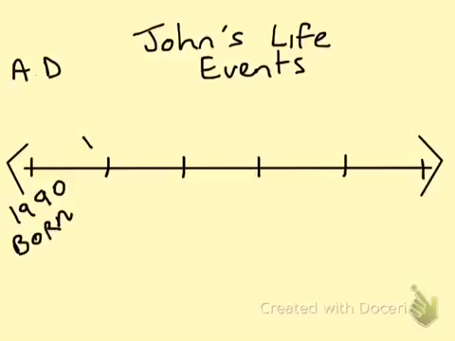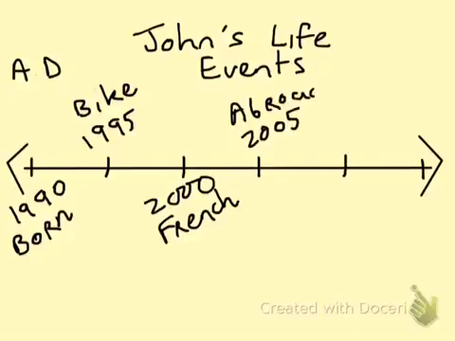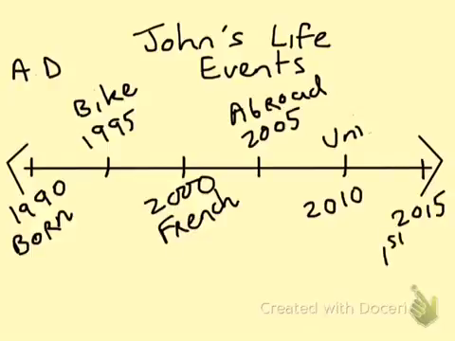The next event will be 5 years later in 1995, and I can write bike because when he's 5 years old he learns to ride a bike. The next year is going to be the year 2000. I'm going to write French because he started to learn to speak French. The next year is 2005. I'm going to write abroad because it will be the first time he went abroad on holidays. The next event is going to be 2010, which is when he started university. I'm just going to write it in shorthand, uni. And actually I can fit in the last event here, even though it's a little bit cramped. 2015, let's write first job.